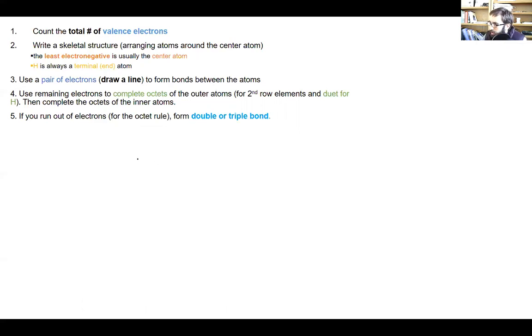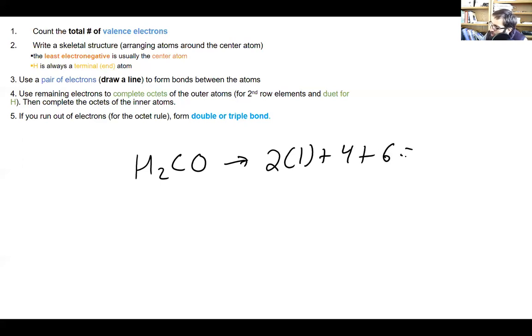All right, let's do another example. H2CO. Valence electrons: we've got 2 hydrogens, each one's worth 1. We've got a carbon that's worth 4, and an oxygen that's worth 6. So that gets us 12 valence electrons. Least electronegative in the center. Hydrogen doesn't count. Hydrogen's always at the end, that's what that second rule says up here. So carbon, again, is the least electronegative.